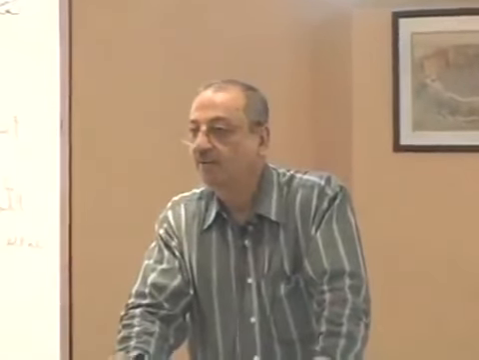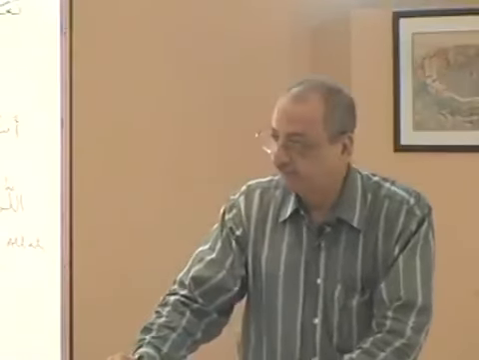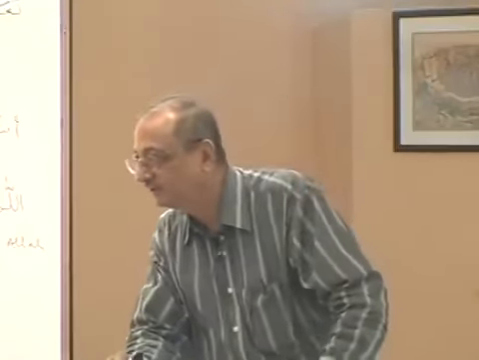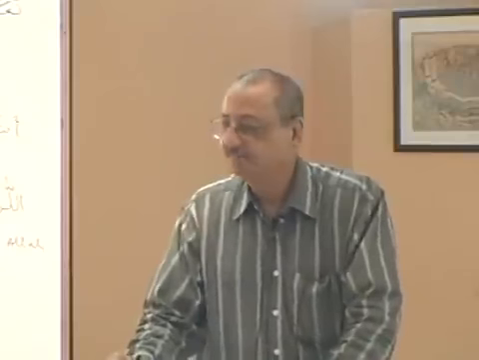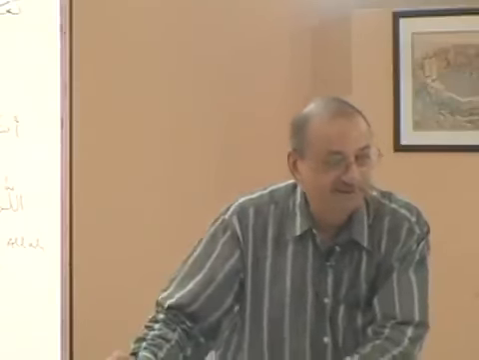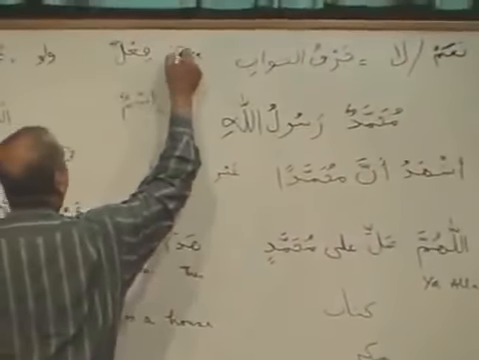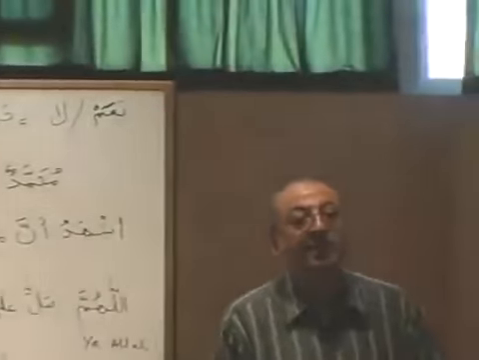Now, brothers and sisters, in Arabic language, there are 2 kinds of sentences. How many kinds? 2 kinds. One is called al-jumlatul ismiyatu, and the other is called al-jumlatul fi'aliyatu. Fi'al, remember, means verb. Fi'alun means verb. Are you with me, brothers and sisters? Okay. So, it's very simple.